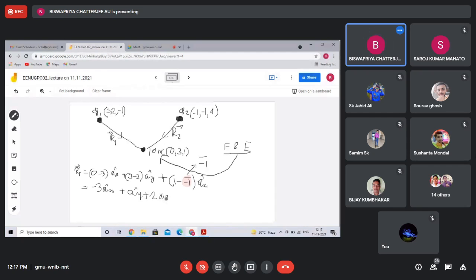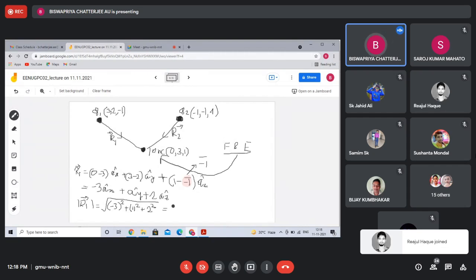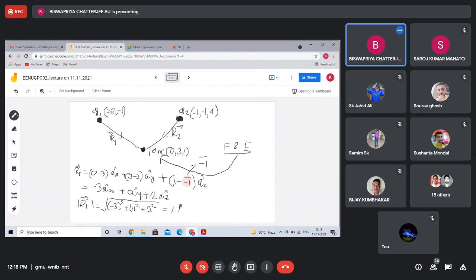So what is the magnitude of R1? Minus 3 square plus 1 square plus 2 square. So 9 plus 1 plus 4 is 14, root 14. So this is the R1 magnitude.